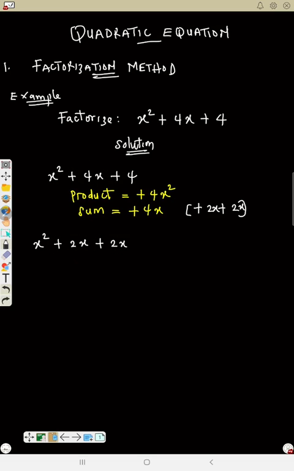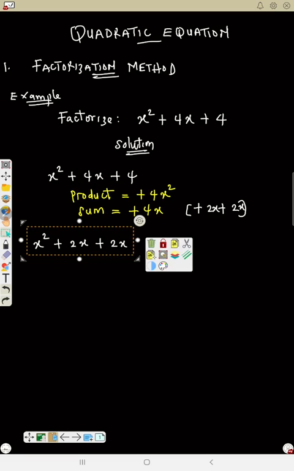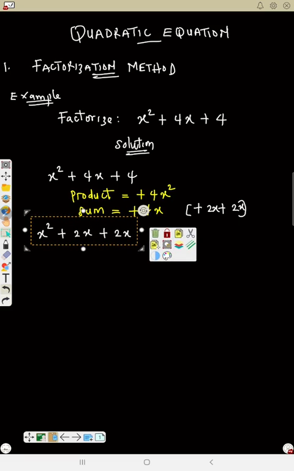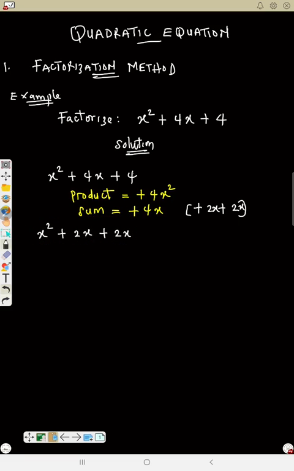So again, we find the product, two numbers that will give you the product, and the same two numbers, if you add, you get the sum. So now we know it. The last one is plus 4, so I'll write it plus 4. That's it. So you can always watch the video again to understand the step.